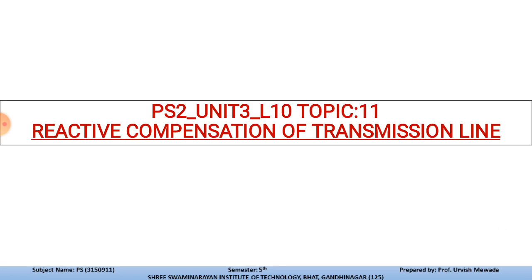11. In the last lecture we discussed the circle diagram for receiving end power circle diagram of the transmission line. So in this lecture we are going to discuss the reactive compensation of the transmission line. So first of all, what do you mean by reactive power and why do we need to compensate the reactive power?